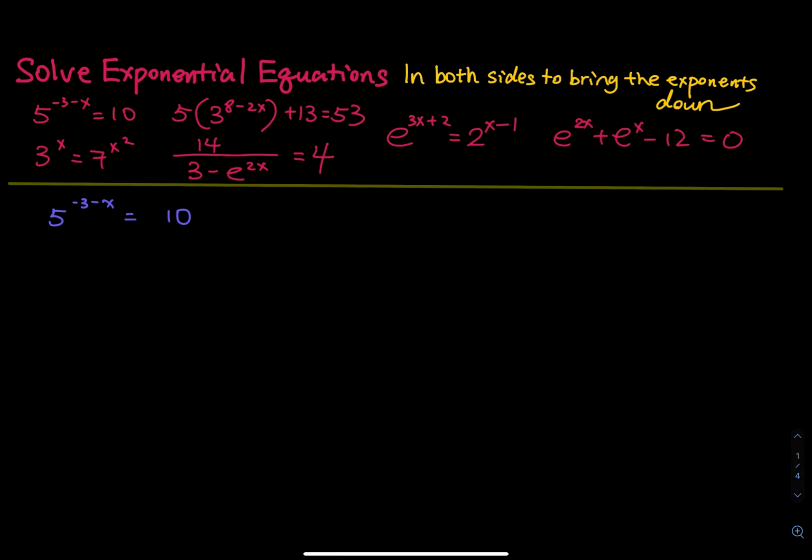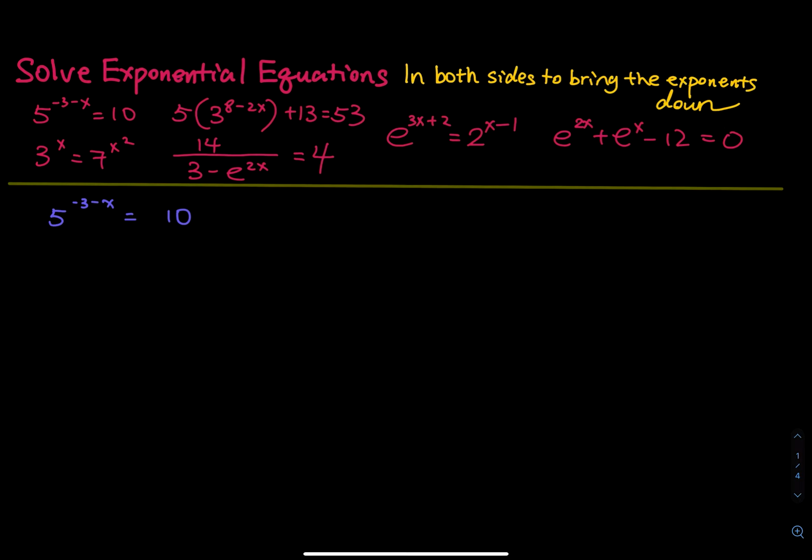Let's solve this exponential equation. Notice that the variable of each equation is in the exponent. So the primary method is we are going to take ln on both sides to bring the expression down. The first one is 5 raised to the (3 - x) equals 10.